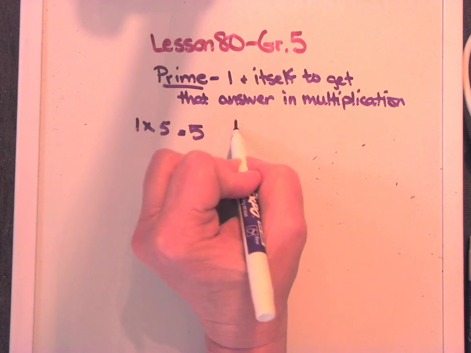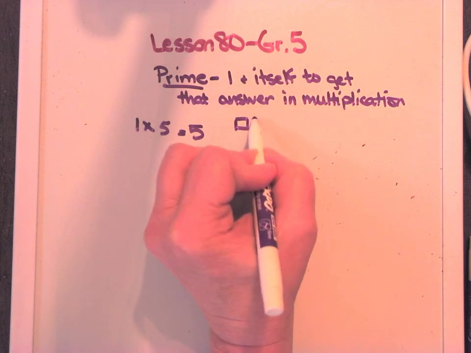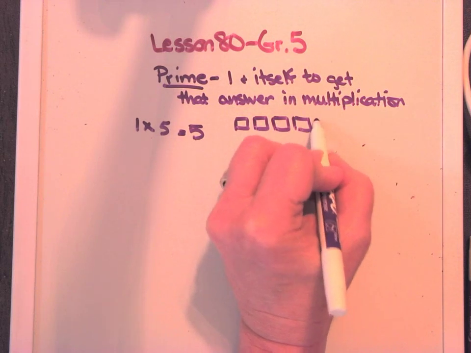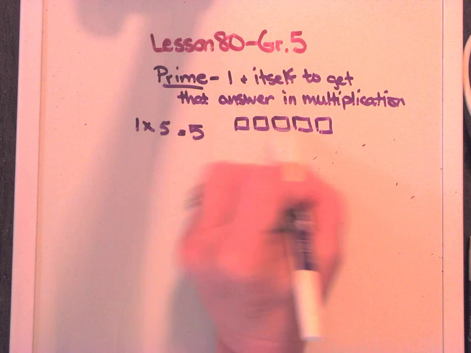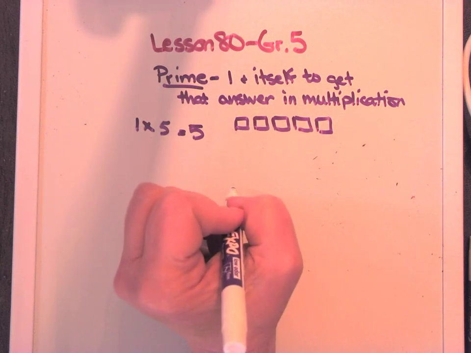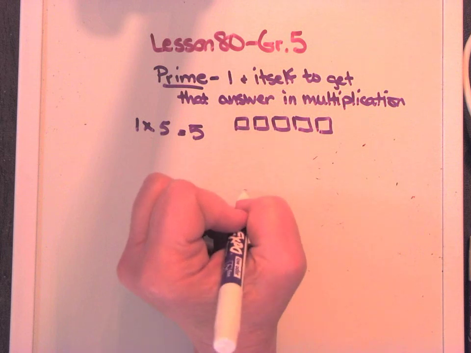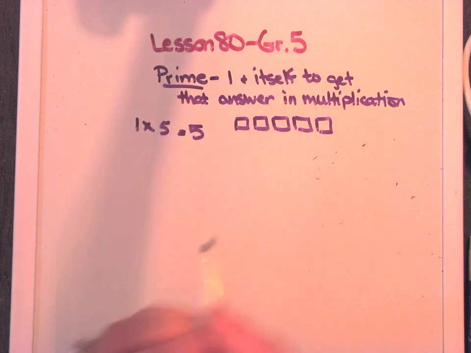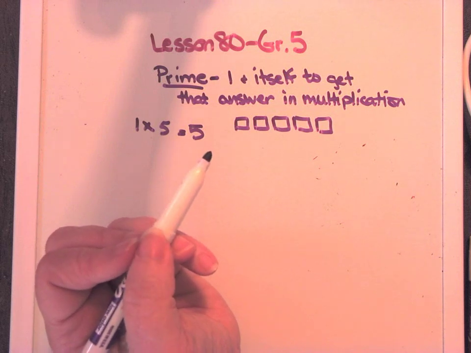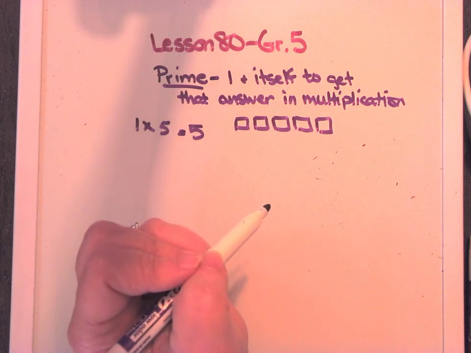In picture sense, if I had 5 squares, the only way I could arrange them is just like this, or flipping it and doing it the other way, right? Going up and down instead of side to side, a row or a column. That's the only way I could get that. That makes it a prime number.